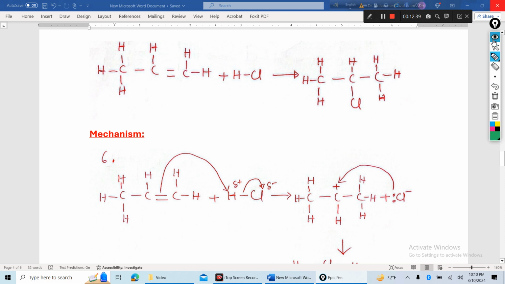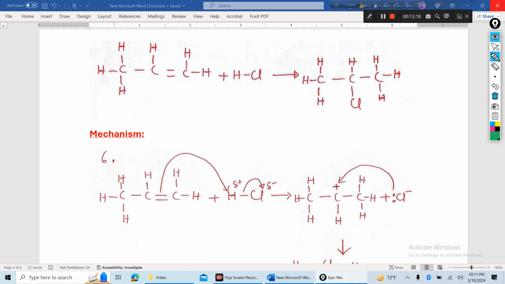Now you see propene reacts with hydrogen chloride. According to Markovnikov's rule, hydrogen is added to the right carbon and chlorine is added to the left carbon of the carbon-carbon double bond. So the product is 2-chloropropane. This is the major product.